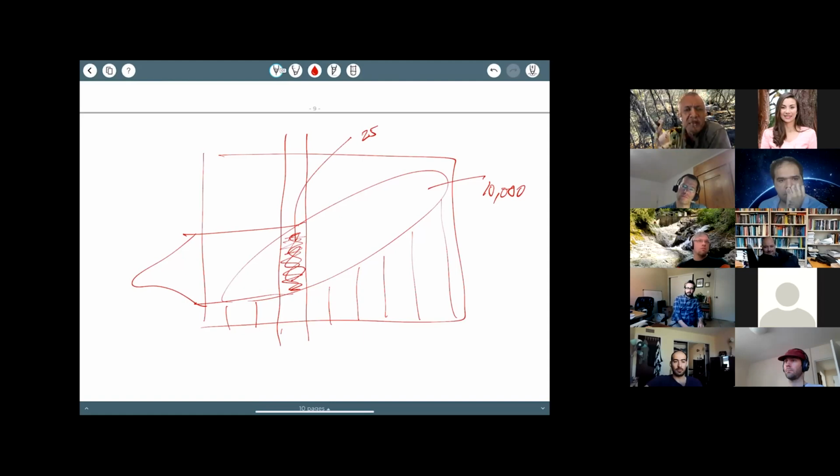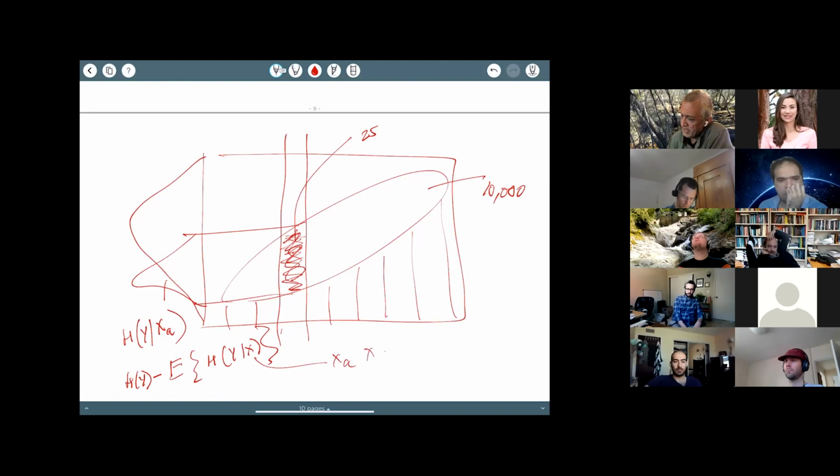This is the direction in which I'm thinking that maybe we can solve the problem. Because now I can estimate entropy for this, and I can subtract that from the entropy of the whole sample. And now this gives me H of Y given Xa. And then I have to take the expected value: H of Y minus the expected value of H of Y given X, where this is Xa, Xb, whatever, up to Xm, the different bins along here. And that gives me mutual information.